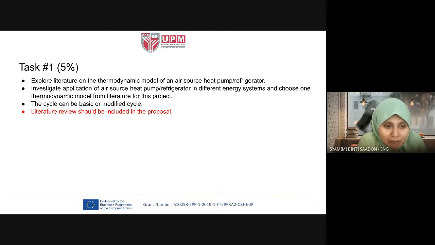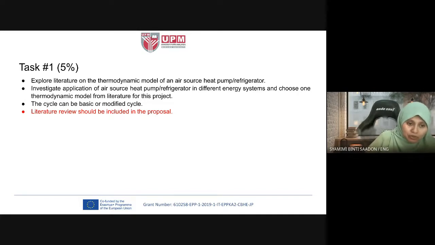Investigate the application of heat pump and refrigerator in different energy systems and choose one thermodynamic model from the literature for this project. So from your literature reading, you search a bit of background study on these different heat pumps or refrigerators, and you choose. You have several types, so you study the pros and cons according to you. You analyze the literature and the pros and cons of the different systems, and finally you choose which one you want to apply.